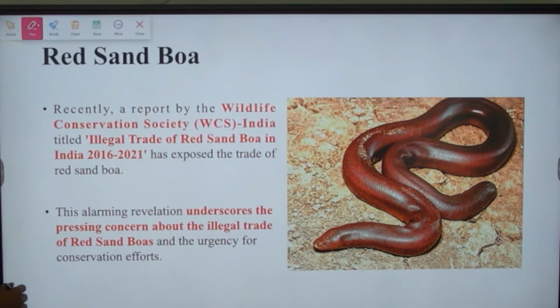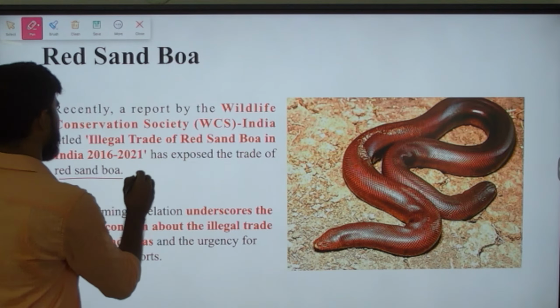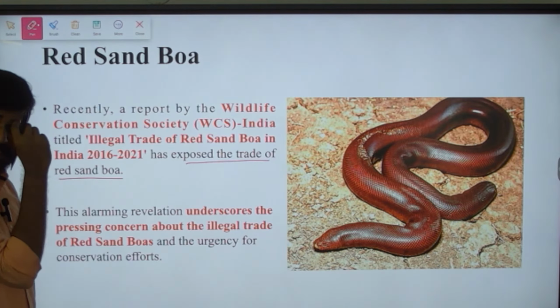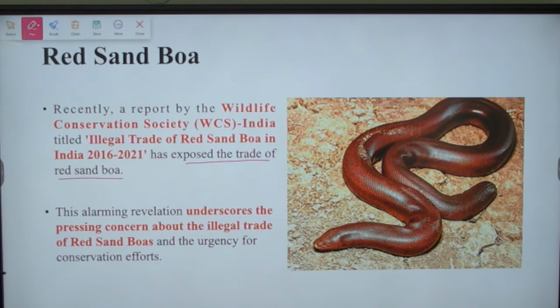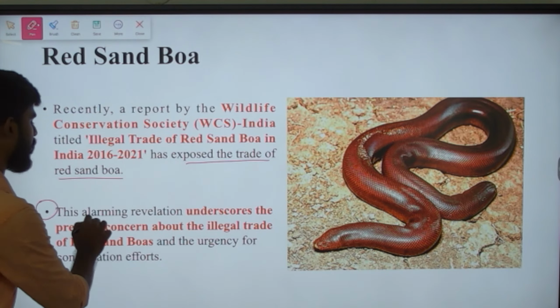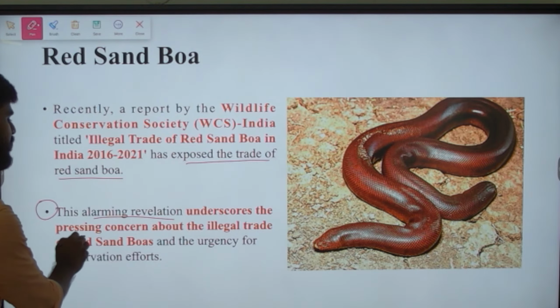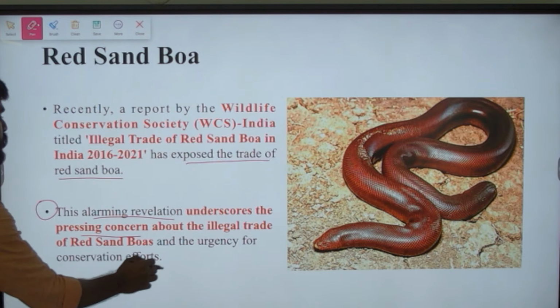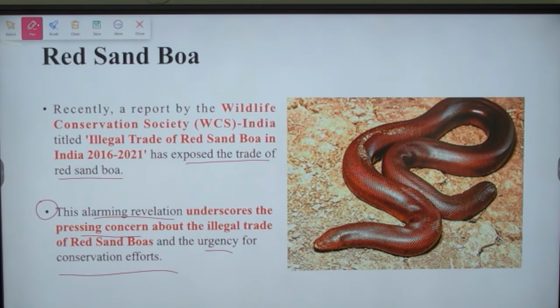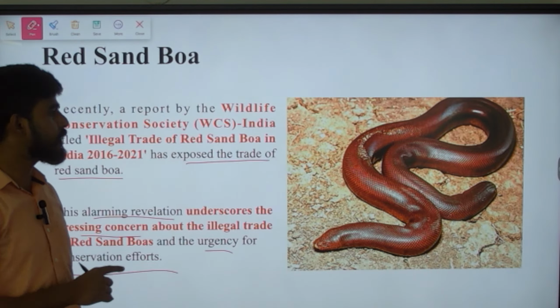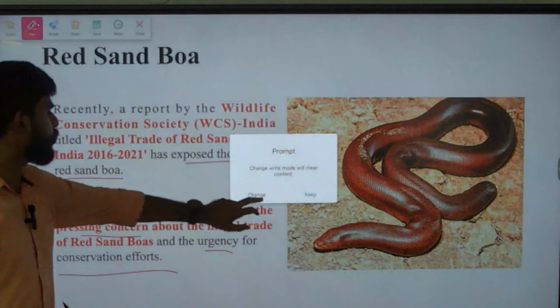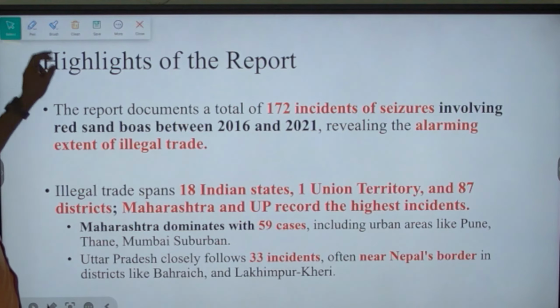Recently, a report by Wildlife Conservation Society India, titled Illegal Trade of Red Sand Boa in India 2016 to 2021, has exposed the trade of red sand boa. So illegal trade of this particular variety of snake is happening. This alarming revelation underscores the pressing concern about the illegal trade and also the urgency for conservation efforts to be taken. Okay, so what is red sand boa and what are the highlights of the report, we'll understand.